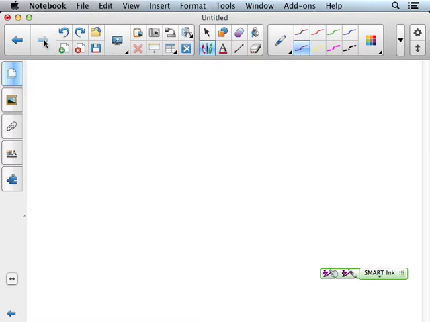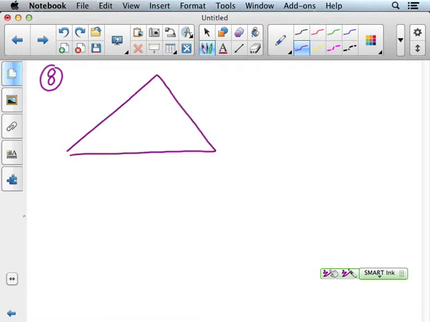Number 8, same thing. It asks you to solve for x. So here's your right triangle. Here's your altitude. This is x, this is 13, and this is 6 square root 13. So again, we have geometric mean. This one's using an altitude.